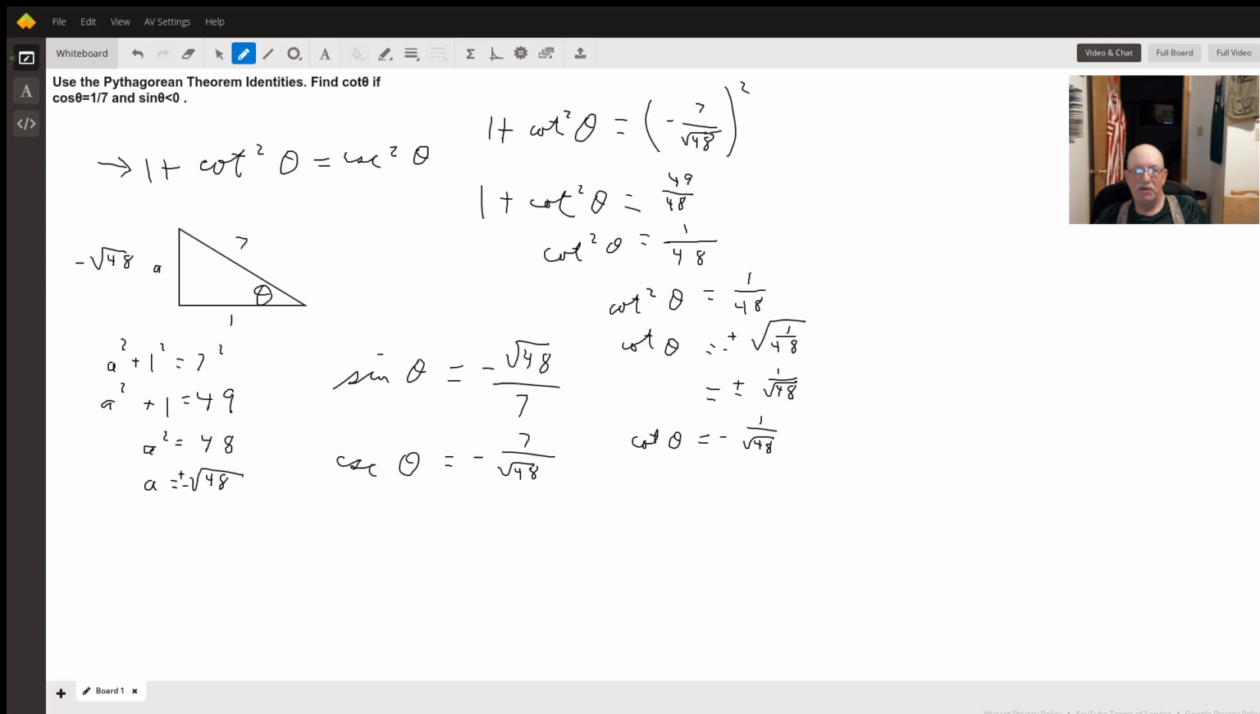Anyway, I'm going to take the square root of both sides. So I get the cotangent of theta equals plus or minus the square root of 1 over 48, which would be plus or minus 1 over the square root of 48. Since our cosine is positive and sine is negative, our cotangent of theta will be negative 1 over the square root of 48. And if you go back and look at our triangle, cotangent is the adjacent over the opposite, so I'd have 1 over negative square root of 48 also.